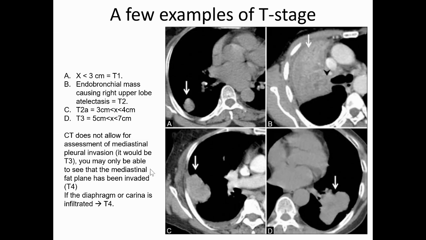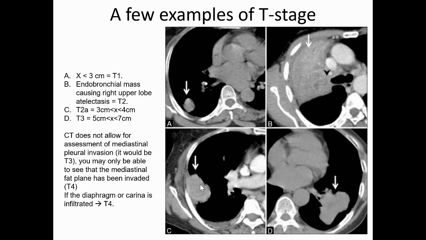Here are some examples of T stage. So on the A image, you can see a nodule which is less than 3 centimeters. So this is a T1. You don't see it, but there is an endobronchial mass which is causing right upper lobe atelectasis. You can see the atelectasis. That's what the white arrow is pointing to. And the black arrowhead is pointing to the expected position of the endobronchial mass, because you can see that the bronchus is suddenly terminated. So beyond that would be the endobronchial mass.